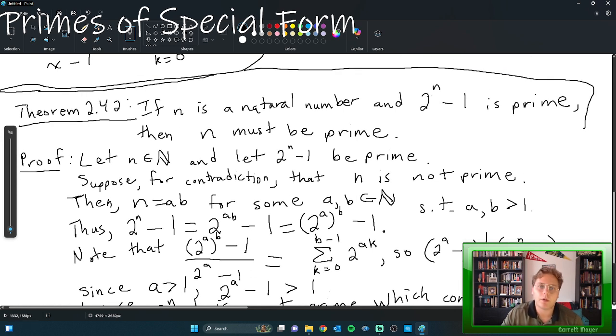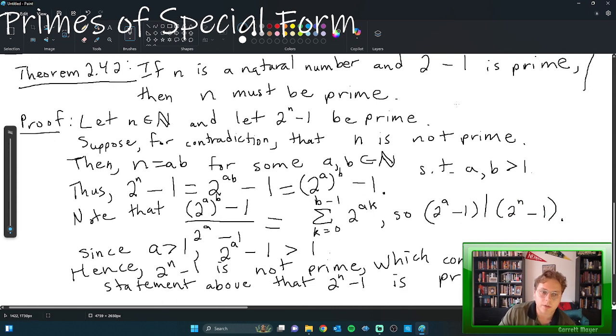So what we have here, we originally said 2 to the n minus 1 is a prime, it is a Mersenne prime. Then what we showed is that if n is not a prime, you can compose it as a times b, where a and b are greater than 1. So then what you can ultimately do, if you divide 2 to the ab minus 1 by 2 to the a minus 1, which has to be greater than 1 because a is greater than 1, you get this sum that ends up being an integer. So you can write 2 to the n minus 1 as the product of 2 to the a minus 1 times some integer.